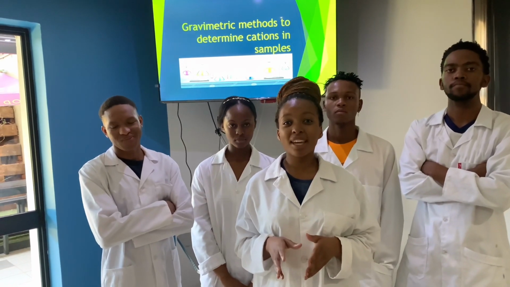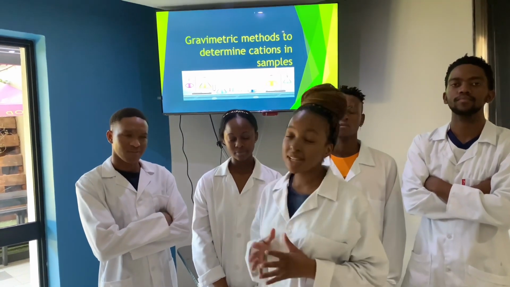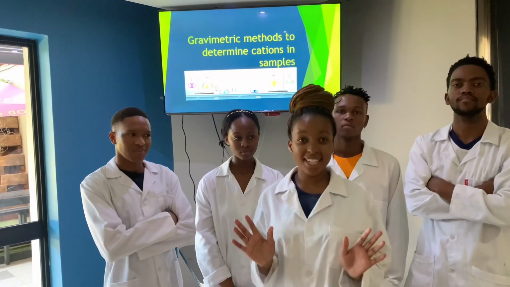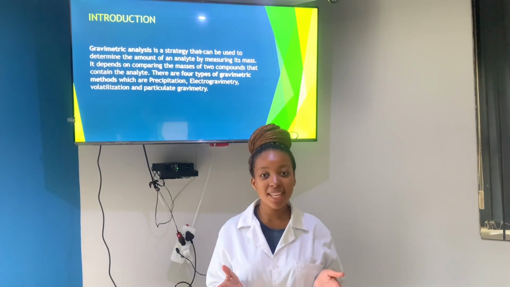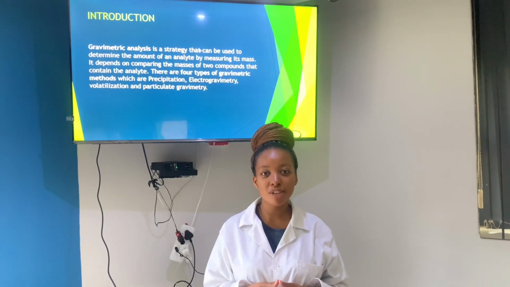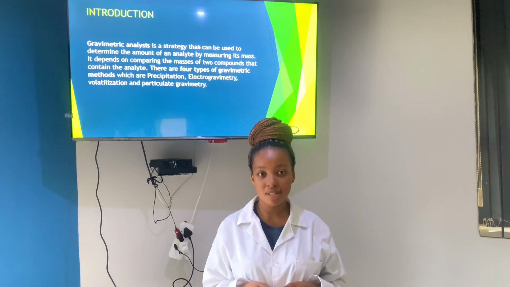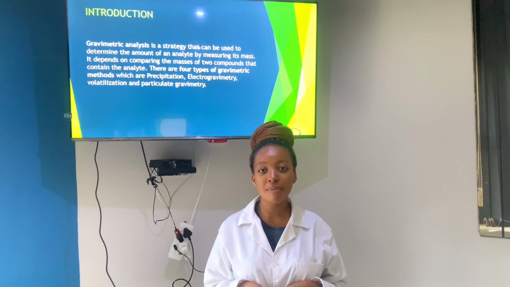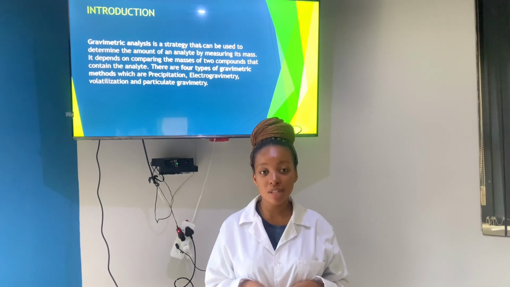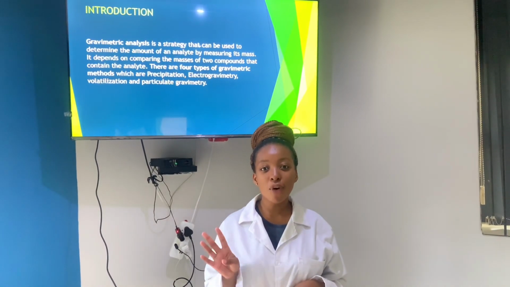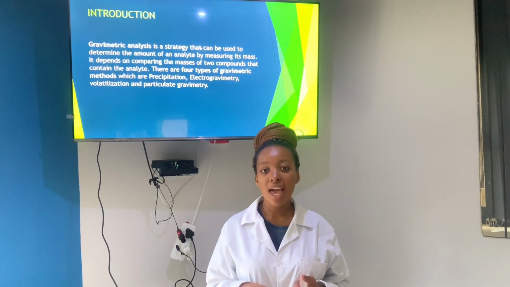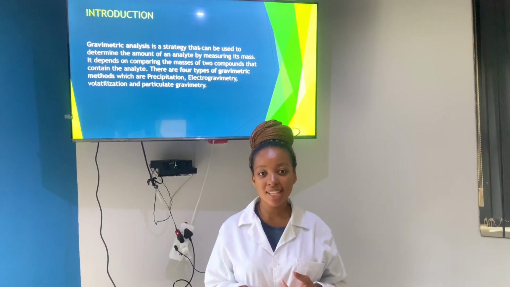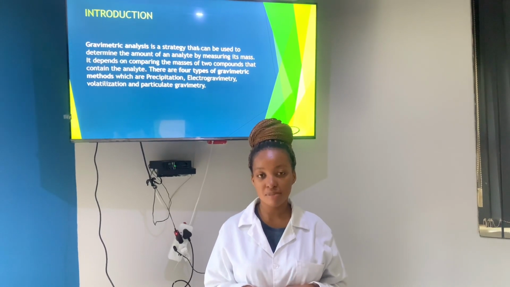And today we'll be making a presentation about gravimetric methods to determine cations in a sample. Gravimetric analysis is a strategy that can be used to determine the amount of an analyte by measuring its mass. It depends on comparing the masses of two compounds that contain the analyte. There are 4 types of gravimetric methods, which are precipitation, electrogravimetry, volatilization, and particulate gravimetry.